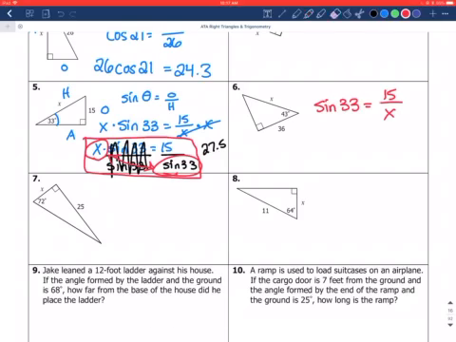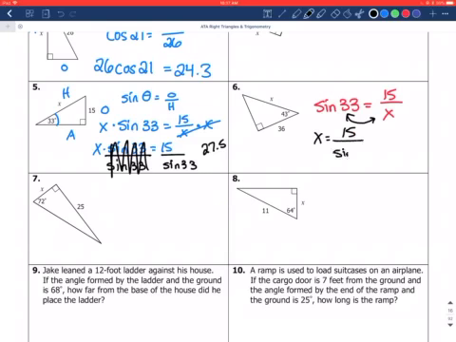So as long as you don't have anything else going on in the problem, that's a really easy way to do this. And instead of having to multiply by x and then divide by the sine of 33 every single time, you can just take these and switch their spots. So that will be x equals 15 over sine of 33. And I'll do 6 and 7 with you and show you that. So it'll be a lot faster.